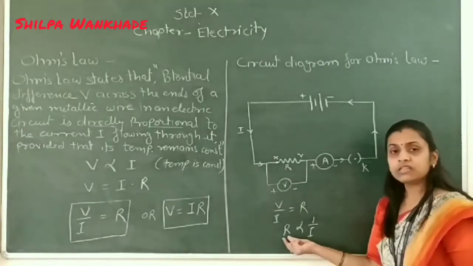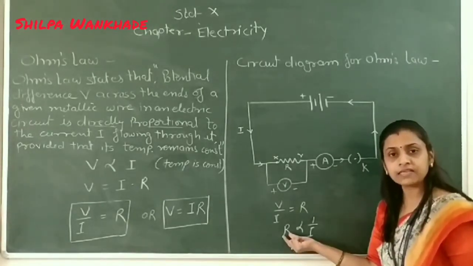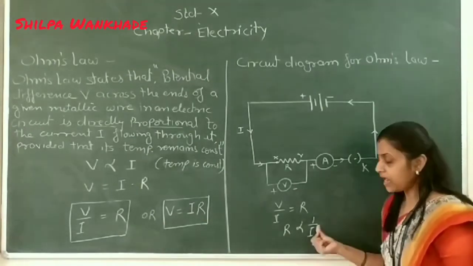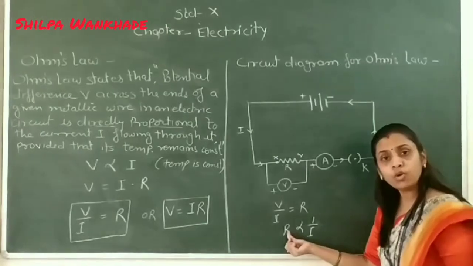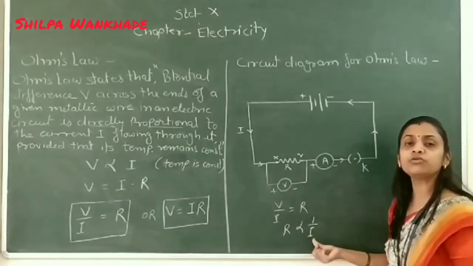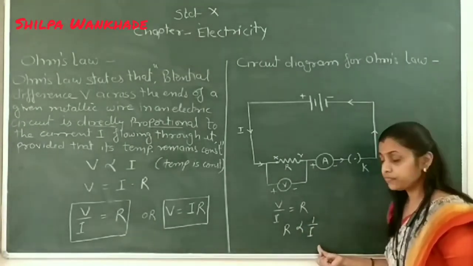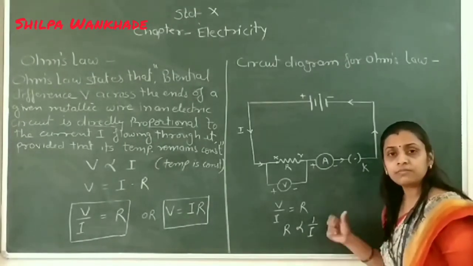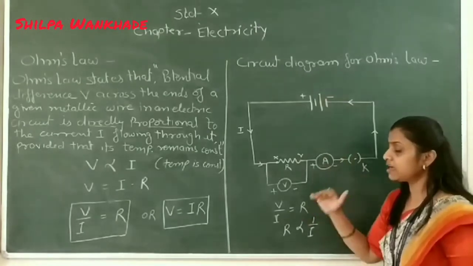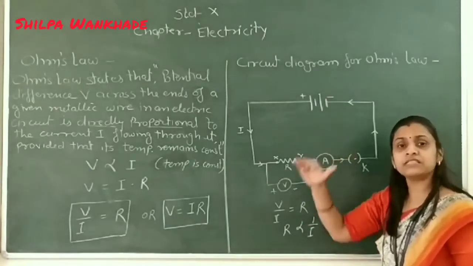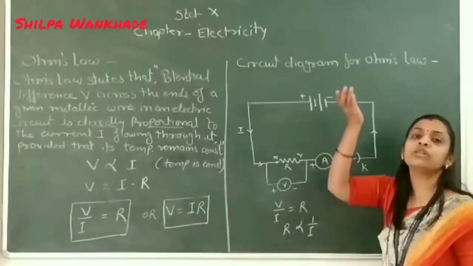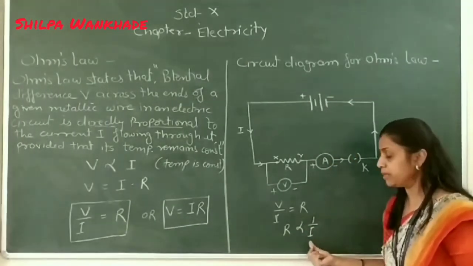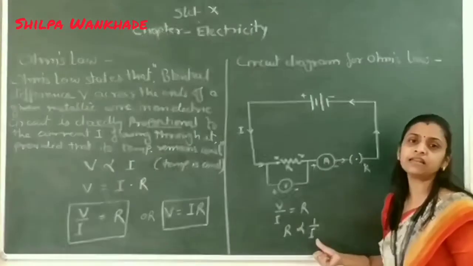Whenever the metallic wire has high resistance, the current flowing through it is less. And if the conductor has low resistance, then the current flowing through that wire is more. So there is an inverse relation between resistance and current. If resistance is high, the current flowing is low, and if resistance is low, the current flowing will be high.